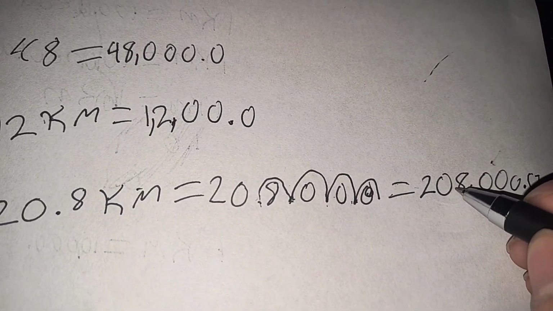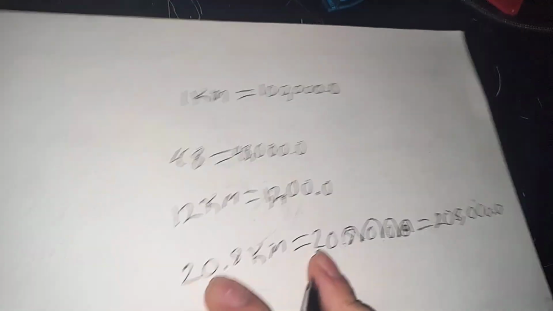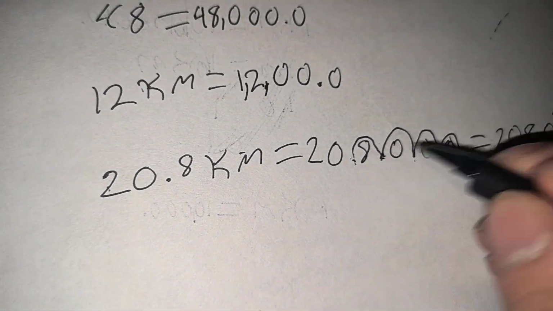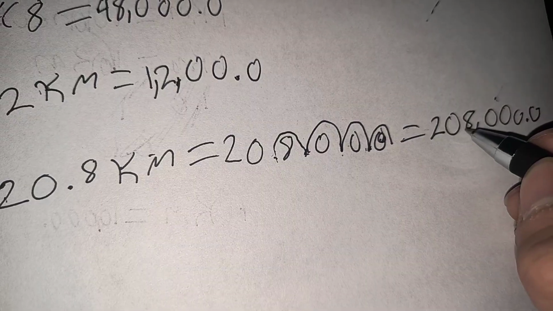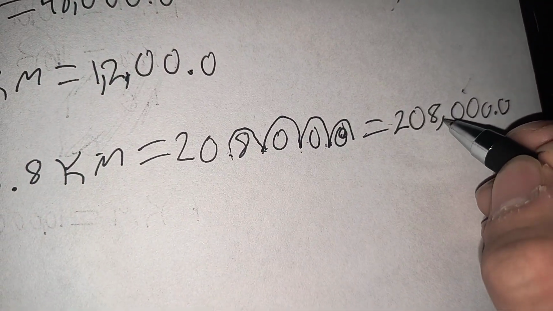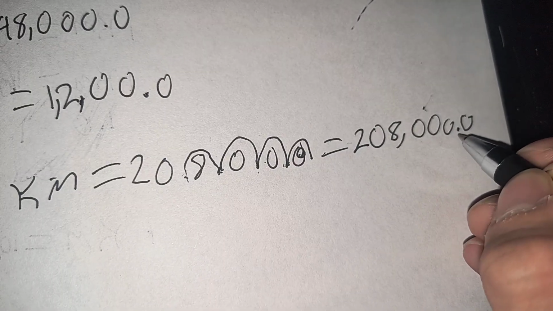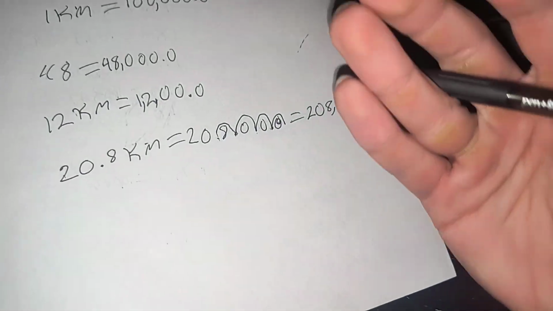See, the decimal point was right here, but since decimeter is 4 down from kilometer, the decimal point was right here. Decimeter was 4 down from kilometer. We moved the decimal point from right here to right here. That's 1. Right here, that's 2. Right here, that's 3. And right here, that's 4. And that's the conversion.